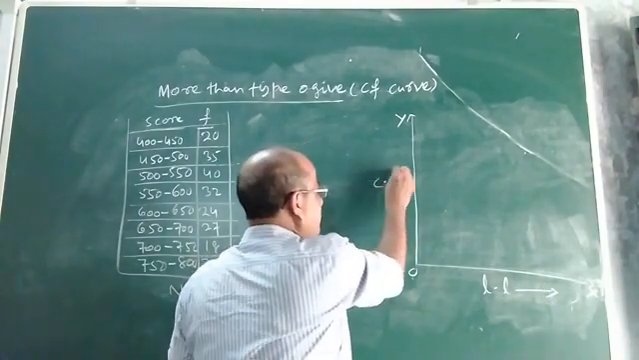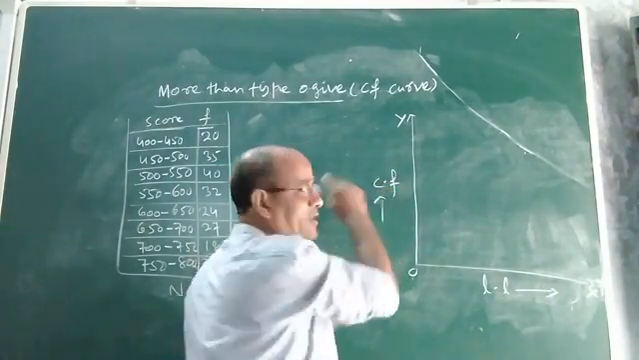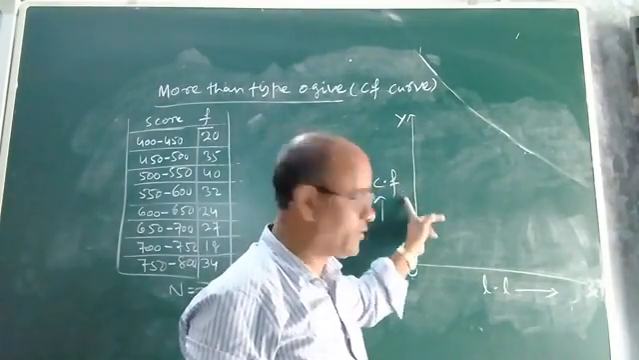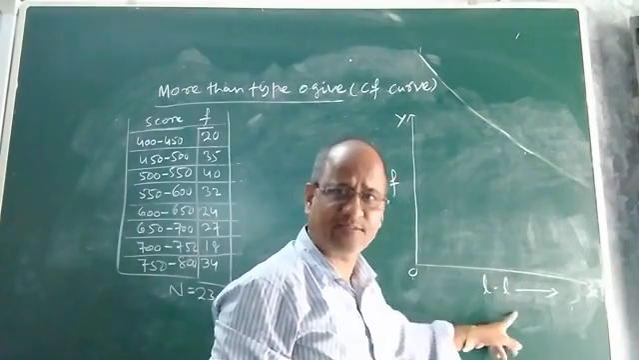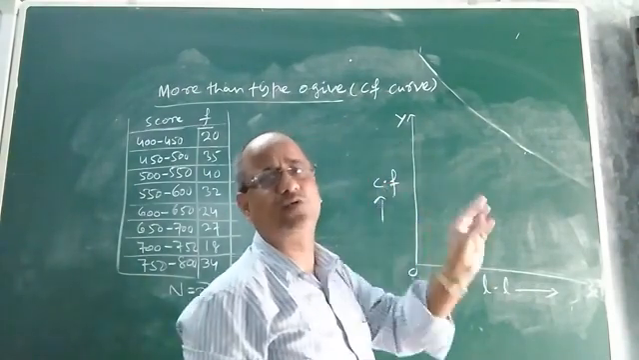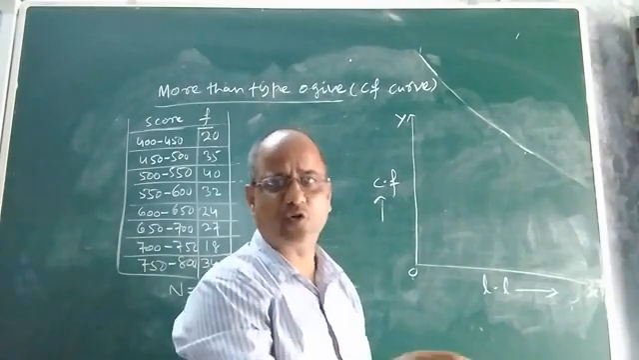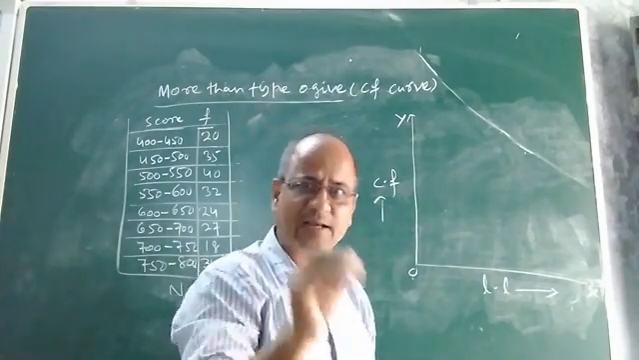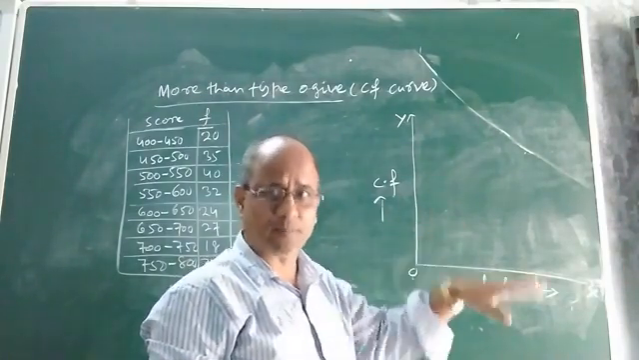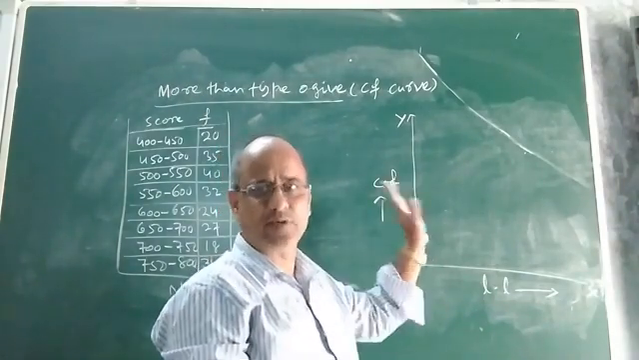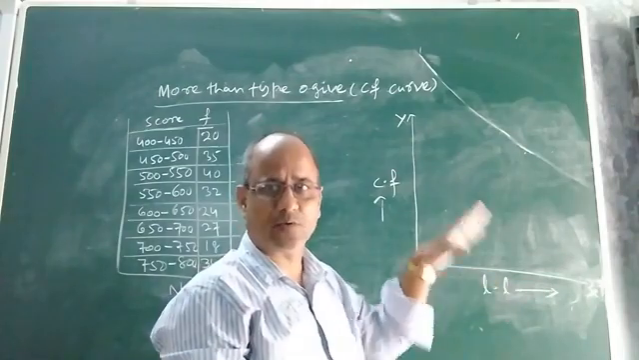Then take their corresponding cumulative frequencies of all the lower limits along the y-axis by choosing an appropriate scale. Then you will get some points, and if you join those points by freehand, you will get a curve, and the curve so obtained will be nothing but your more than type ogive or more than type cumulative frequency curve.